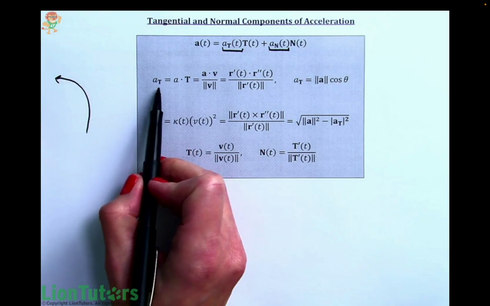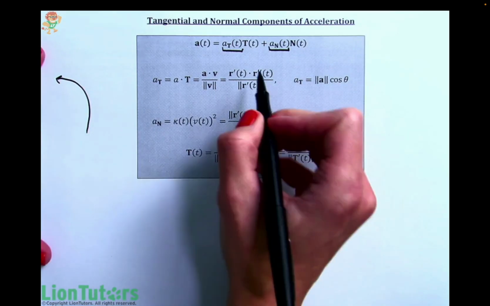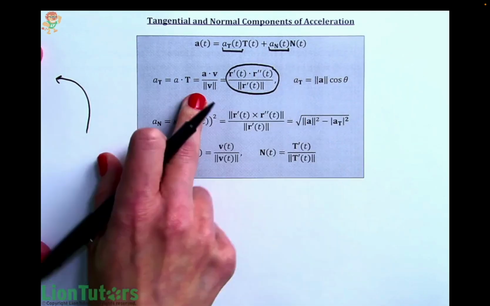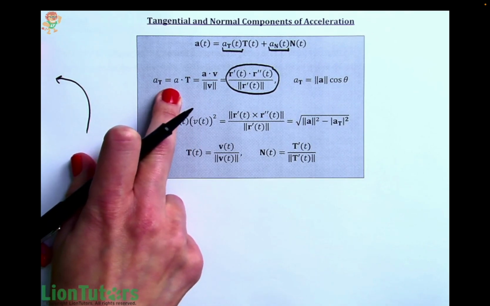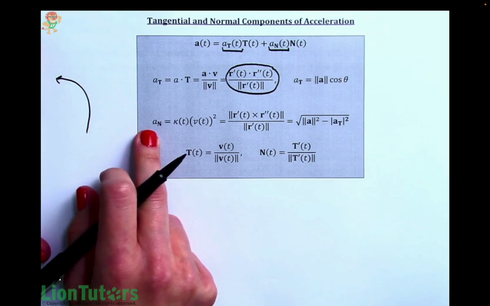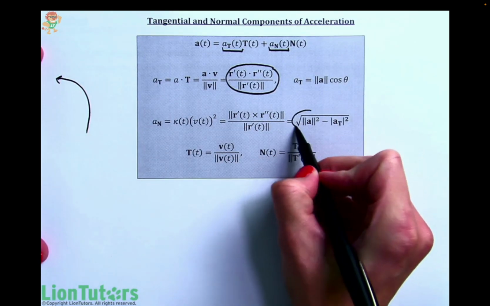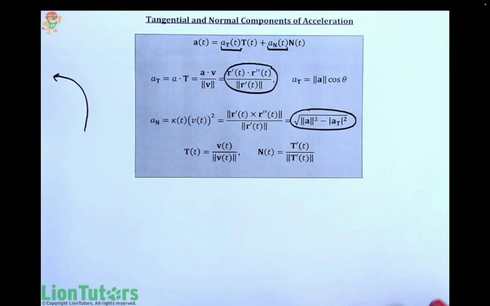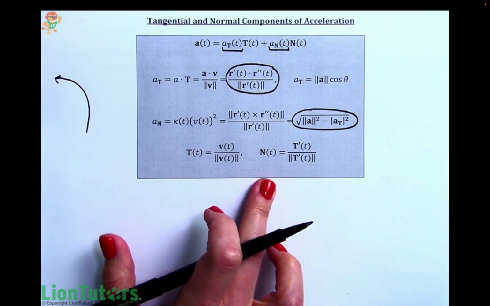The tangential component of acceleration, yes, there's a whole bunch of formulas you can use. I prefer this formula right here. That's the one that I'm going to use, but it's the same thing as this formula right here, which is the same thing as this formula right here. Just 3 different ways to write the same thing. And similarly, your normal component of acceleration has a whole bunch of different formulas. I tend to like using this one, but again, you can use any of them. And then here are formulas for your T of t, your unit tangent vector, and your unit normal vector as well.